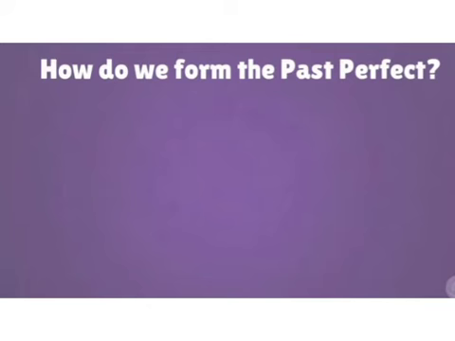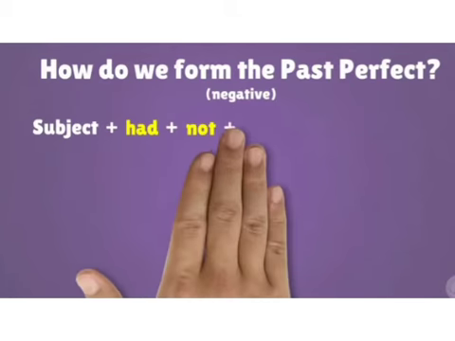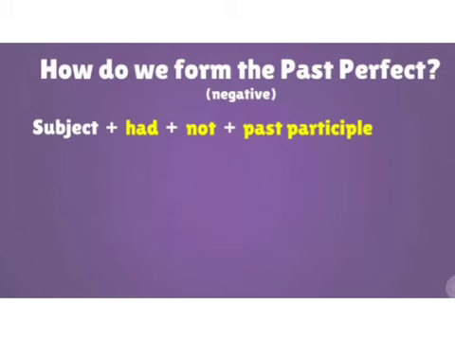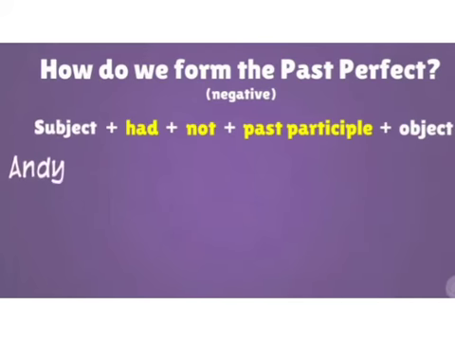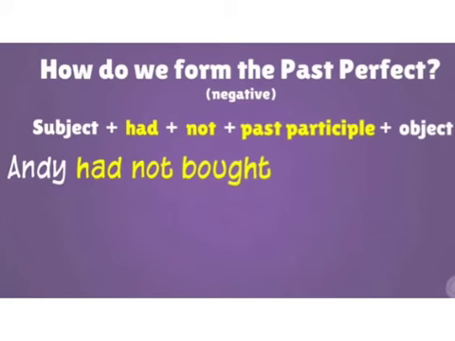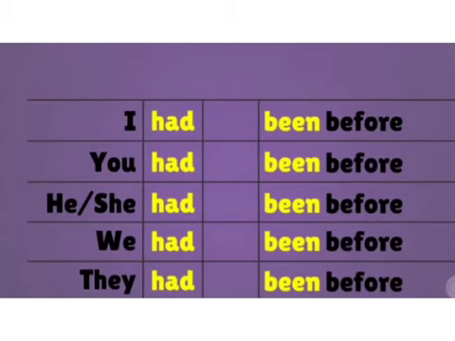Okay children, now let's move on to the negative sentence. I hope it's easy for you. How to make negative? Yes, obviously you're right. You have to add not. So subject plus had plus not plus past participle plus object. Let's consider the example which is given below. Andy had not bought a new umbrella, which means he had not bought any new umbrella. Okay, so this is an example for past perfect.